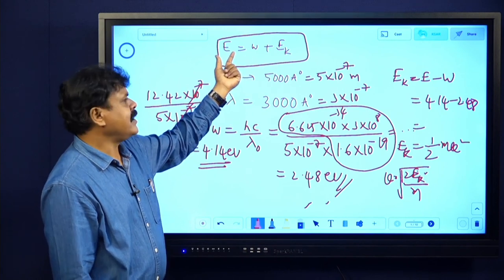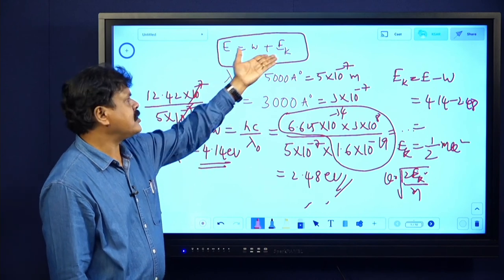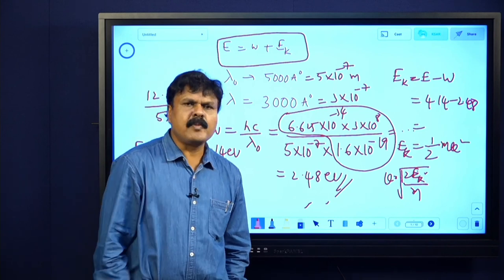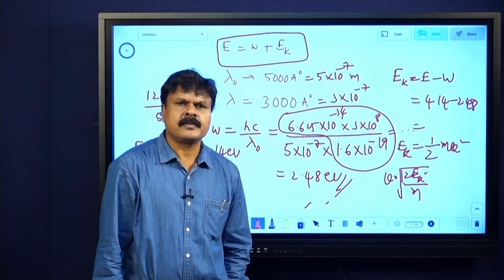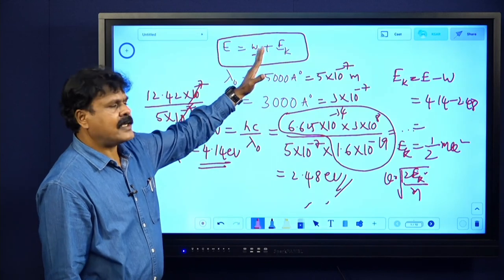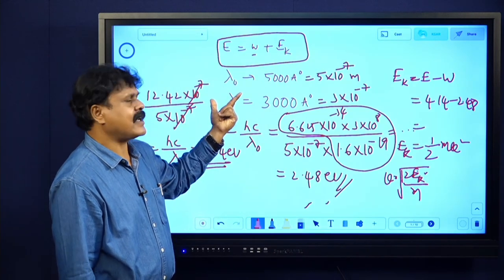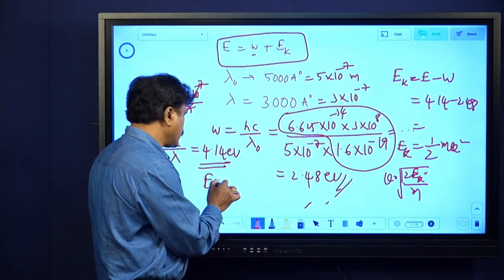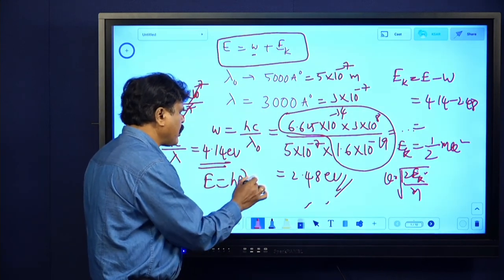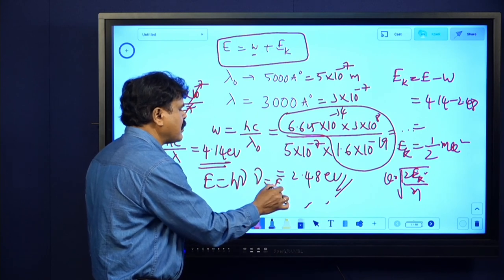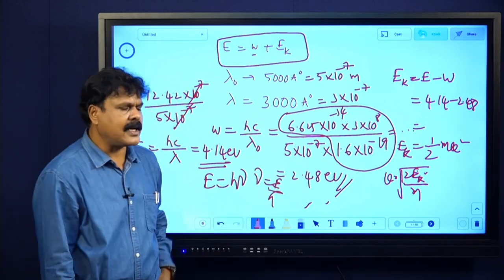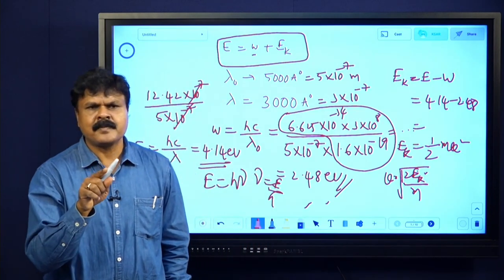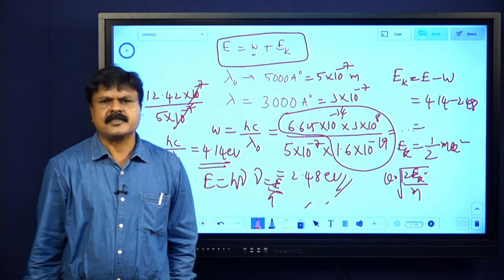E equals hc by lambda minus W gives the kinetic energy. Sometimes W and Ek will be given and I'll ask you to find nu. Again, W is there, Ek is there, add them and you will get the energy. Then find it from E equals h nu. Some problems we'll see. If time permits, nu is nothing but E by h. You know E, divided by h. That's it. If you just do this, I'm telling you, it'll be enough for this particular chapter.